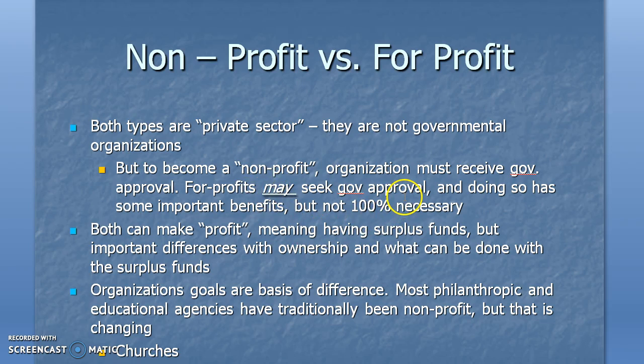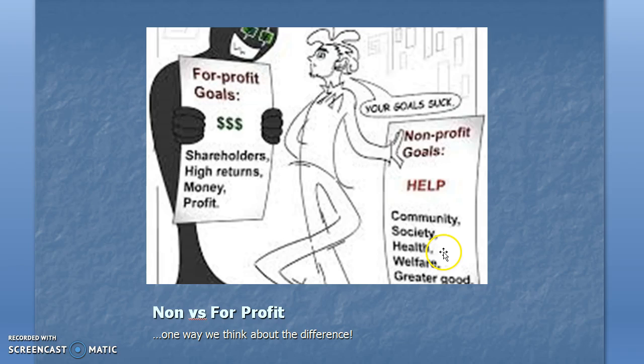Most philanthropic and educational agencies have traditionally been nonprofit, but that's changing. Next slide. So here's how we commonly think of the difference between for-profit and nonprofit organizations. The goals of the for-profit: high returns, money, profit. The nonprofit deals with community, health, welfare, the greater good. Next slide.